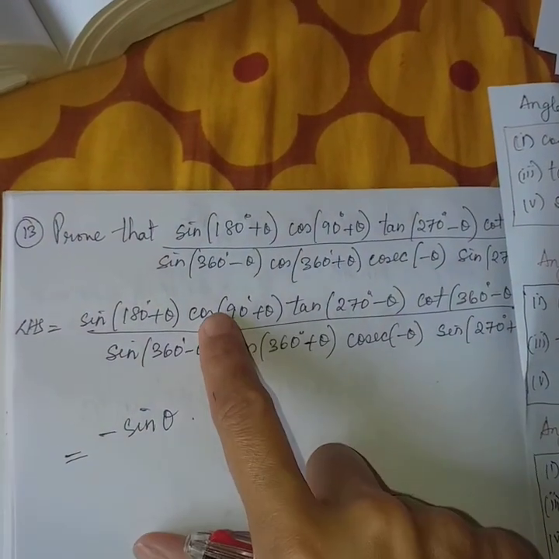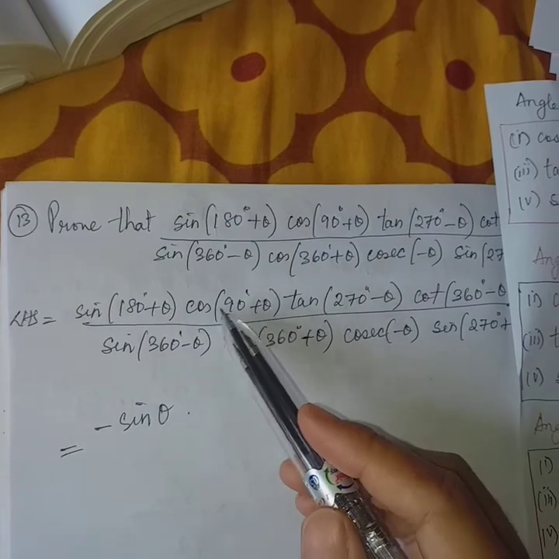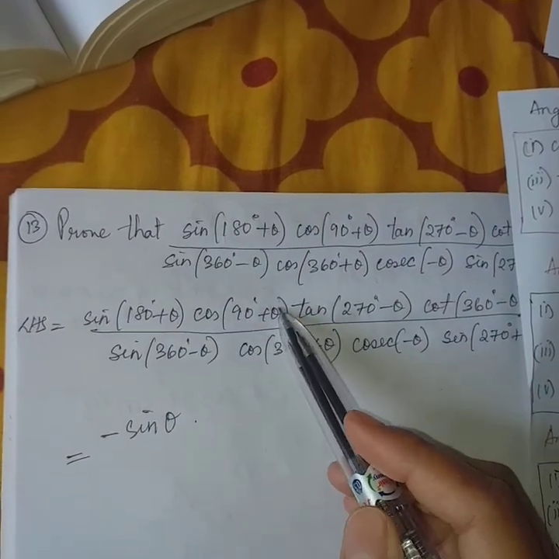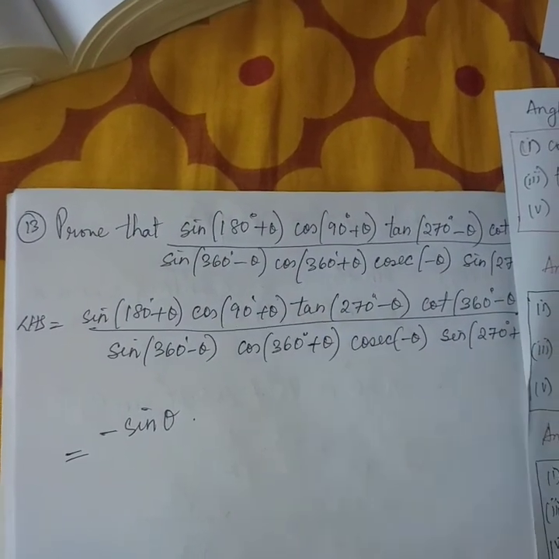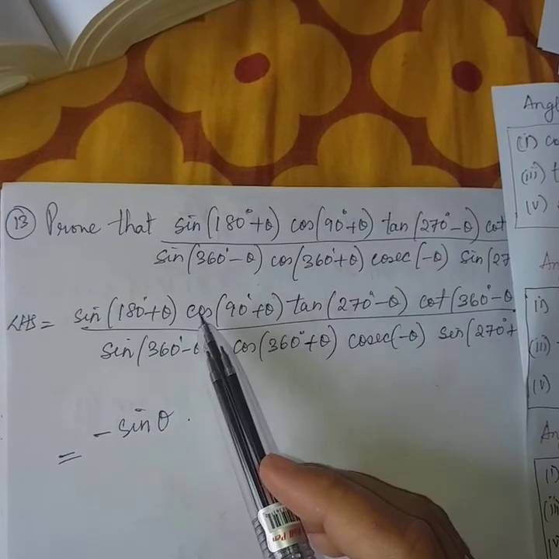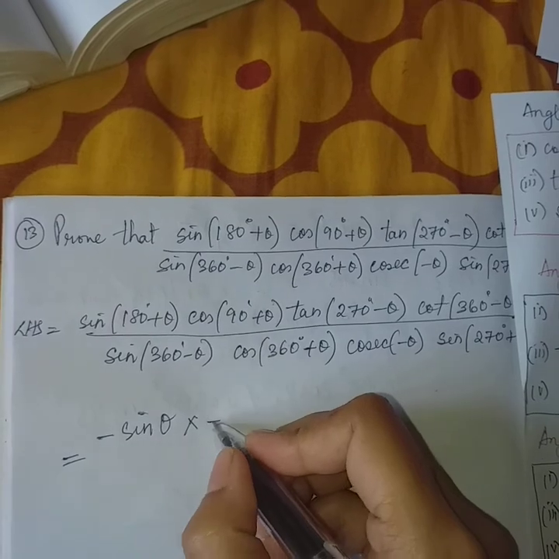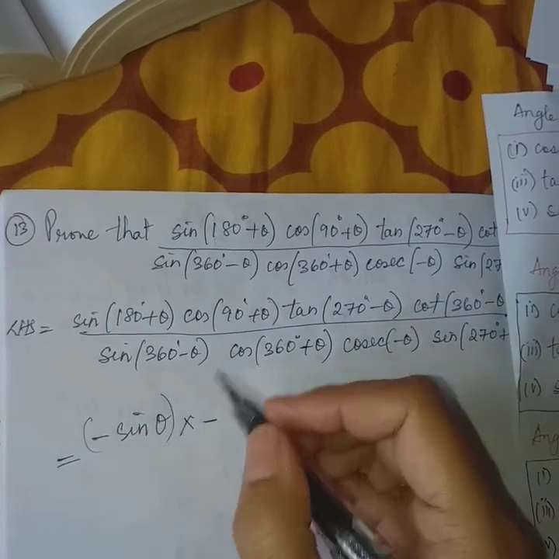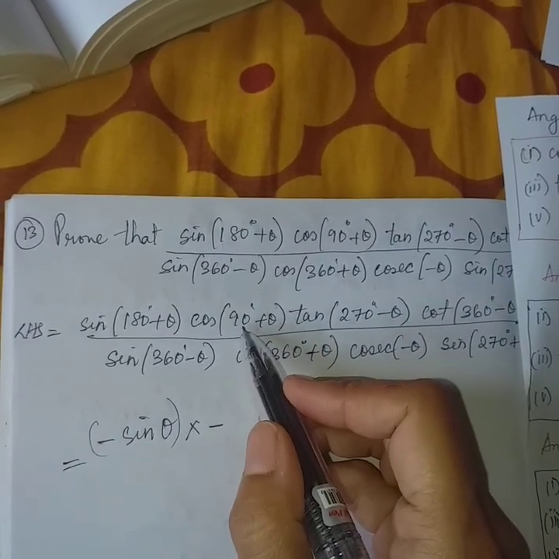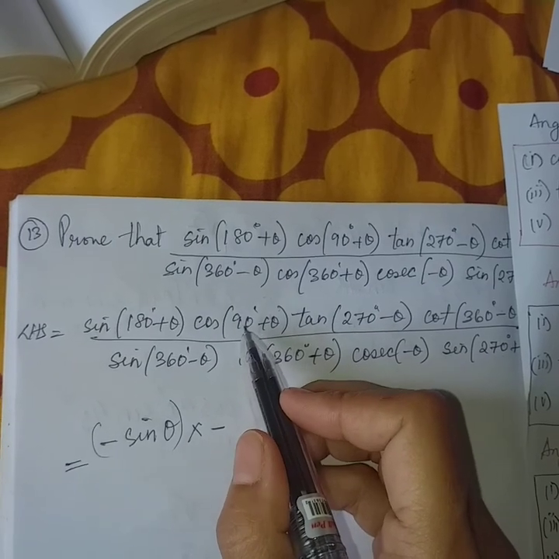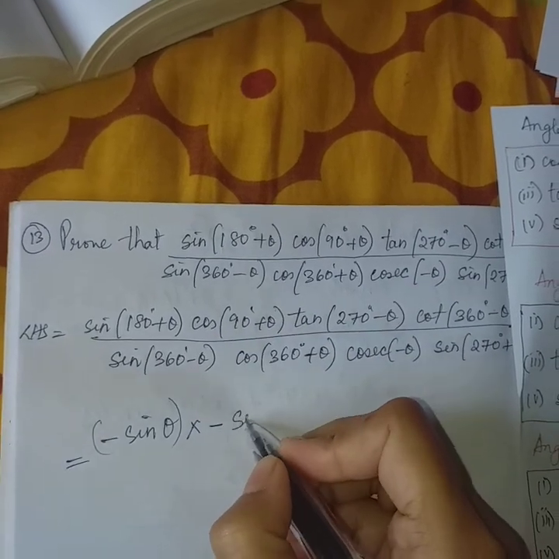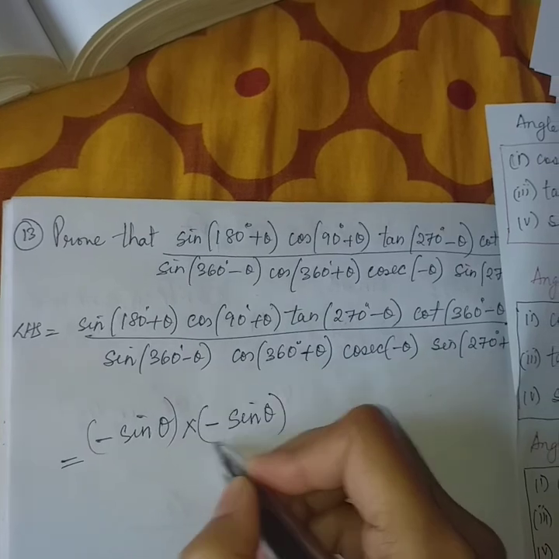Now next, cos of 90 plus theta. This cos of 90 plus theta lies in the second quadrant. So we know cos is negative in the second quadrant, so it will be minus first of all, and whenever there is 90 or an odd multiple of 90, then cos changes to sine. So we have minus sine theta.